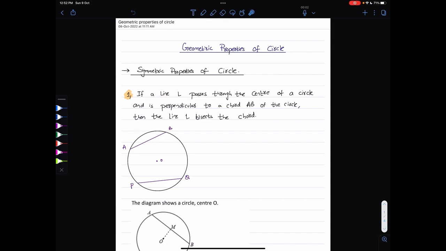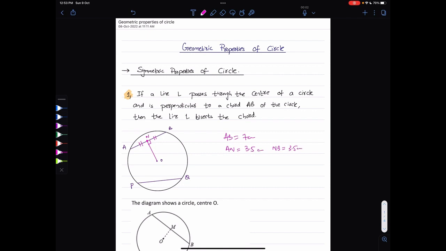So the property says that if a line L passes through the center of the circle in such a way that that line is perpendicular to the chord, then that line is going to bisect the chord. It's going to divide the chord into two parts. So if I draw a perpendicular line from the center of a circle to the chord, it is going to bisect the chord. For example, if AB was 7 centimeter, and this is going to be the midpoint, let's say N, then AN is going to be 3.5 and NB is going to be 3.5 centimeter.